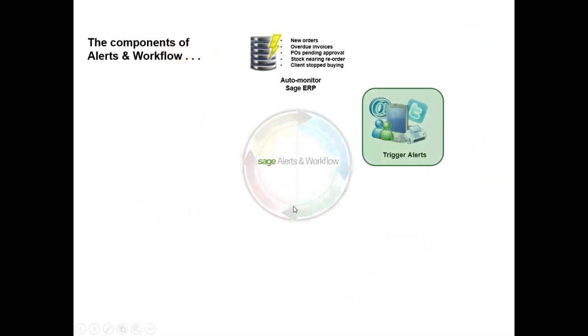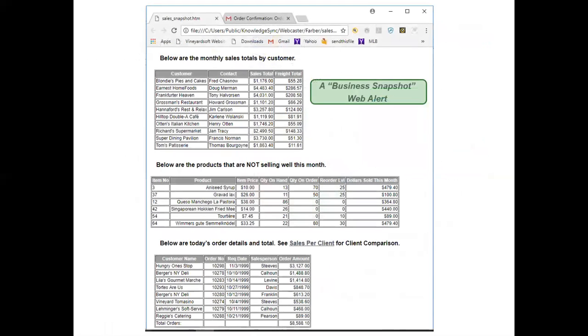Now, as its name implies, the most common use of Sage Alerts and Workflow is indeed to send alerts. And the single most common alert that Sage Alerts and Workflow sends for Sage 100 clients is alerts about current business activities, orders placed today, sending out order confirmations, shipment confirmations.